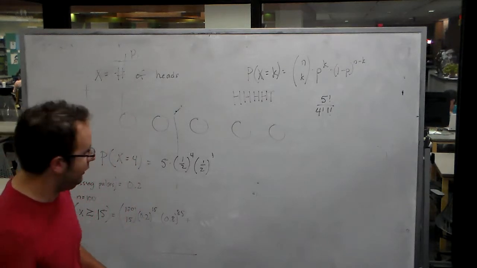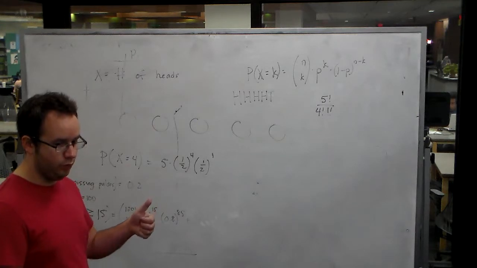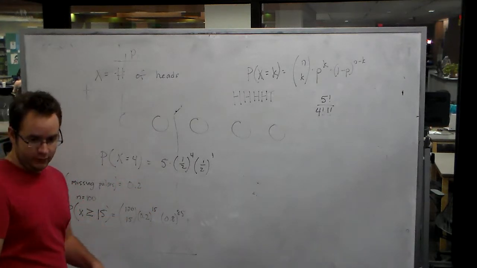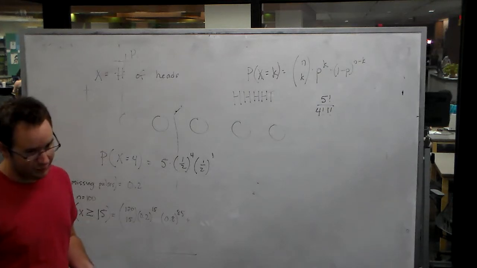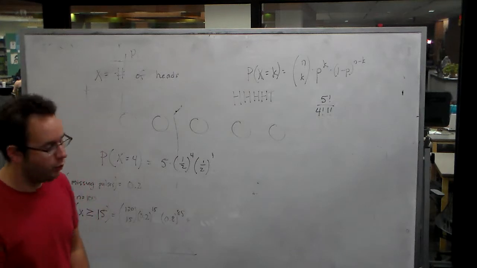There's another way you could do it called the backdoor method. Rather than doing 15 to 100, you could do 1 minus the probability of 0 to 14, because 15 is included here. But even that's still computationally intensive because it's 14 different things you have to add up. So it's way too much work to do.